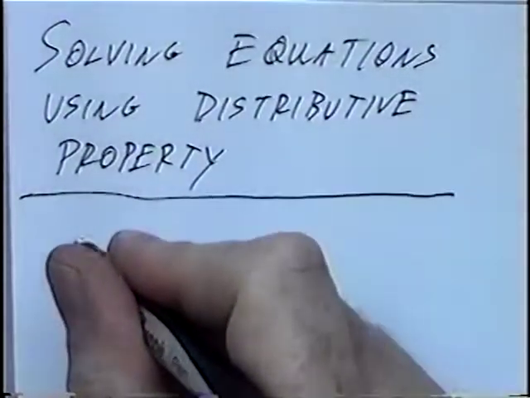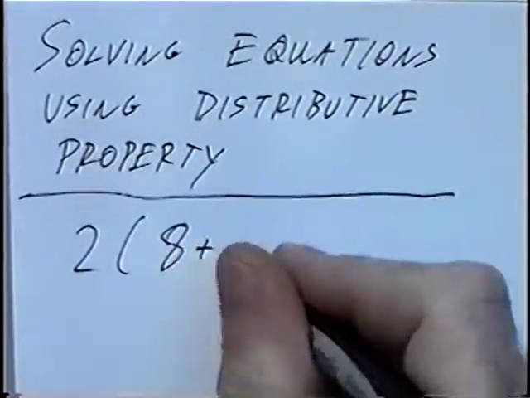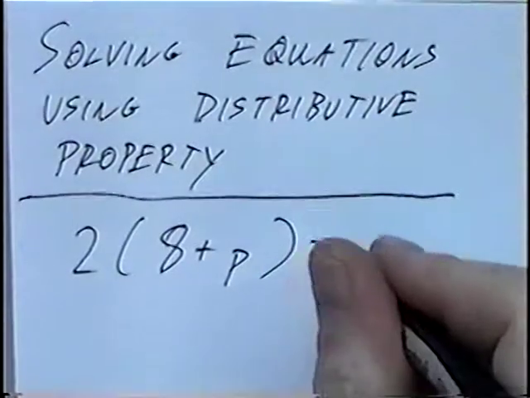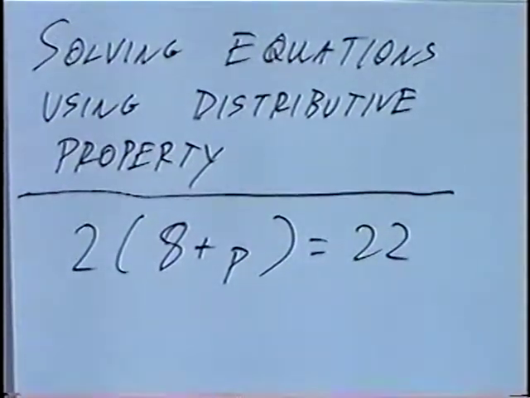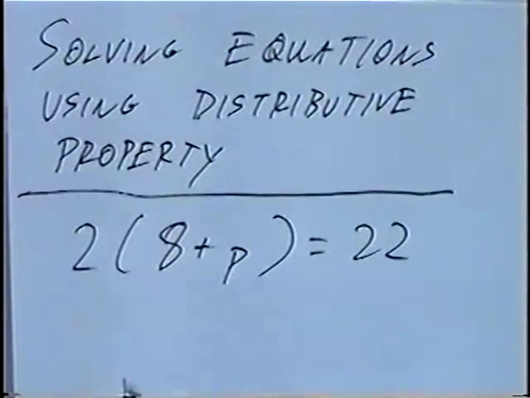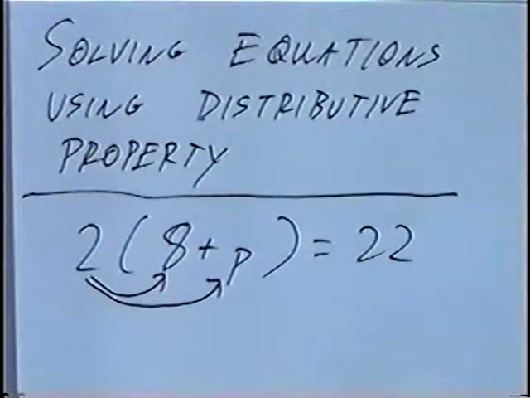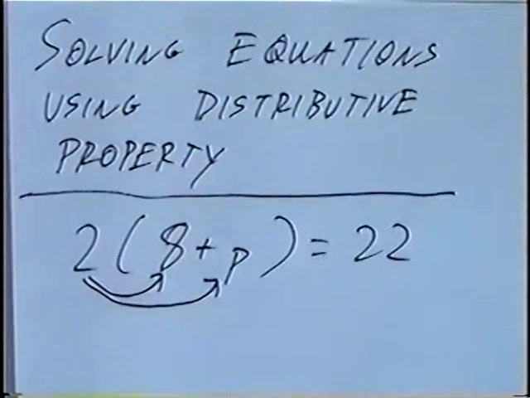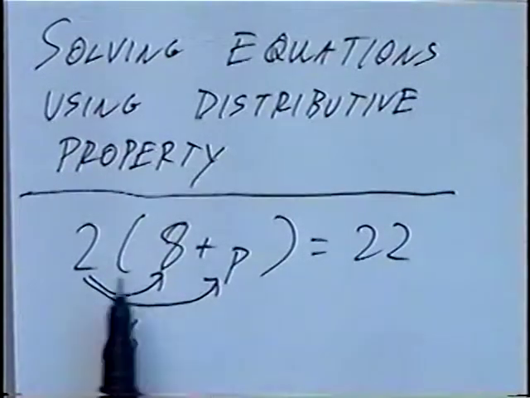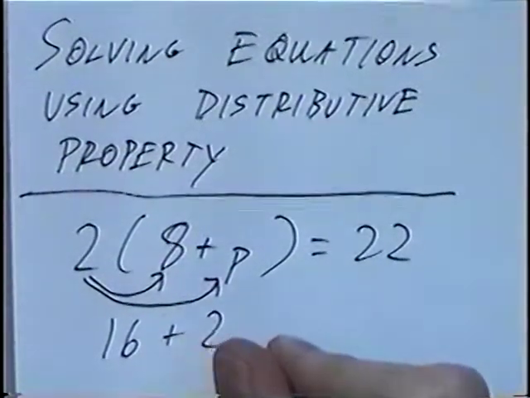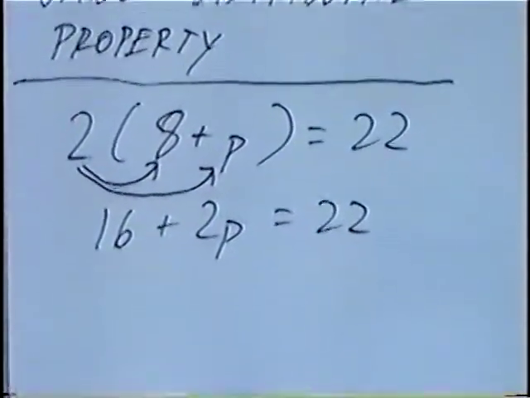First equation is 2, and inside parentheses 8 plus p equals 22. If you remember distributive property, we'll take the number 2 and multiply it by each term on the inside of the parentheses. In this case, we'll have 2 times 8, which would be 16, and 2 times p would be plus 2p, equals 22.